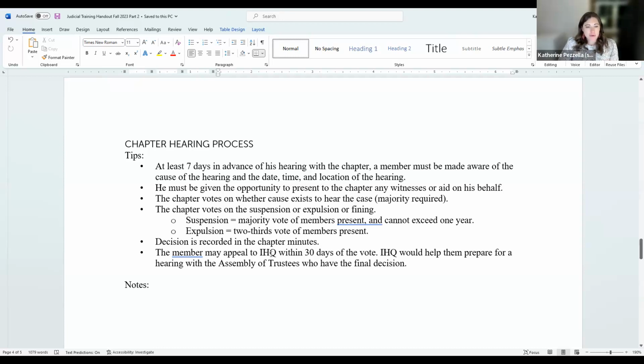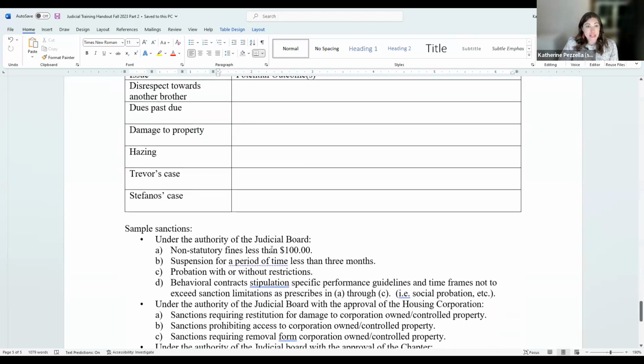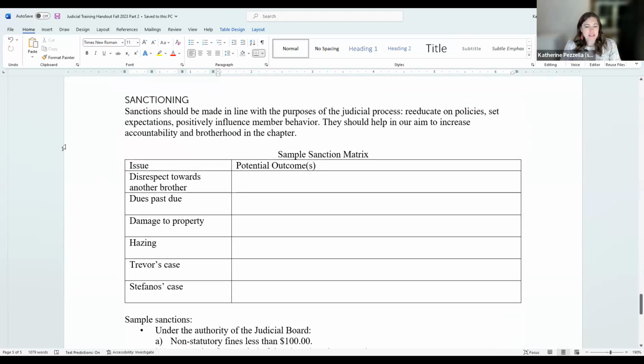And so if we scroll down together to the sanctioning matrix on our handout, I want you just to quickly take a stab at some potential outcomes for some of these issues. Maybe if you each pick 3 randomly, and write what a potential appropriate outcome would be for that situation, then we'll talk about it, right?